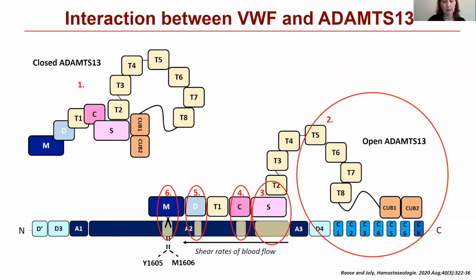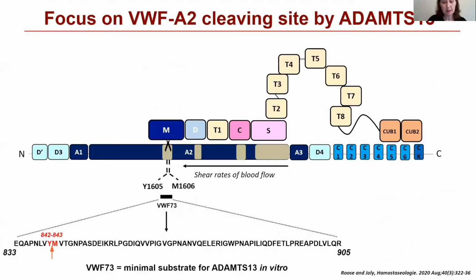Willebrand factor. This slide is just to focus on the specific peptide bond of von Willebrand factor cleaved by ADAMTS13, with the old nomenclature of von Willebrand factor amino acids on the top and the new one on the bottom, as you may find both in the literature. Also of note, this fragment of 73 amino acids of von Willebrand factor containing the cleavage site is a minimum substrate necessary to be cleaved by ADAMTS13 in vitro.